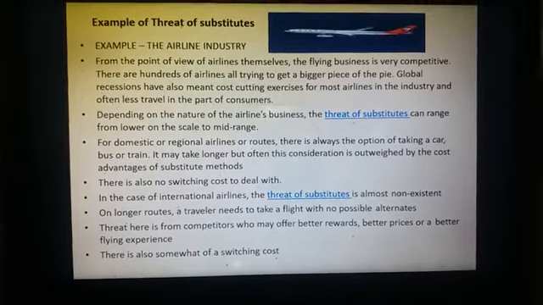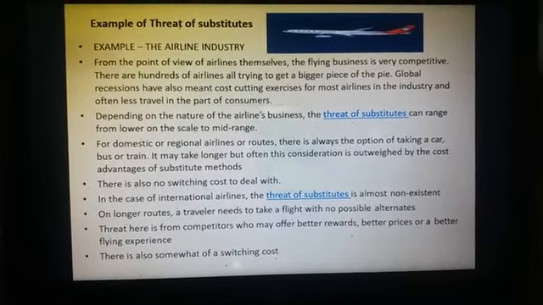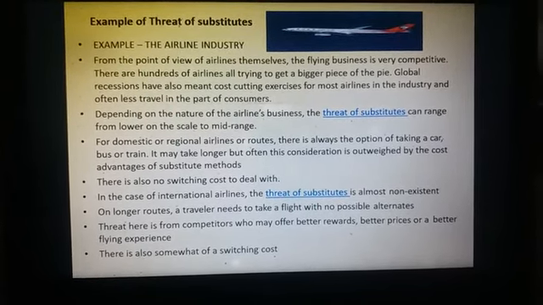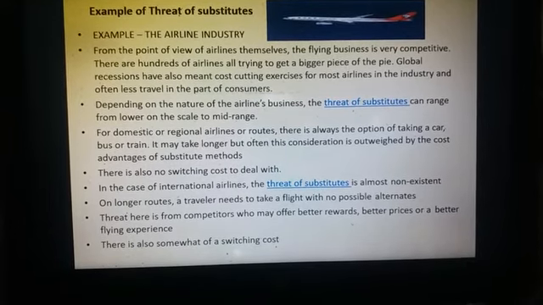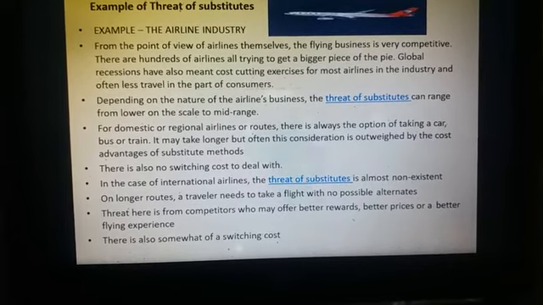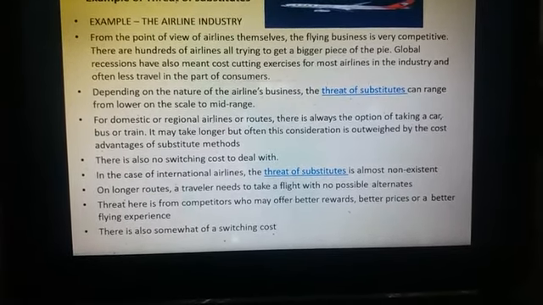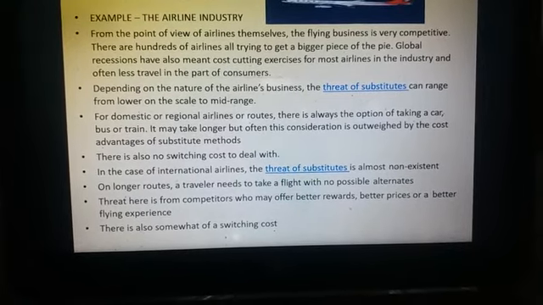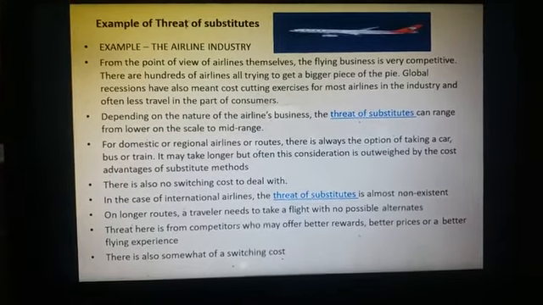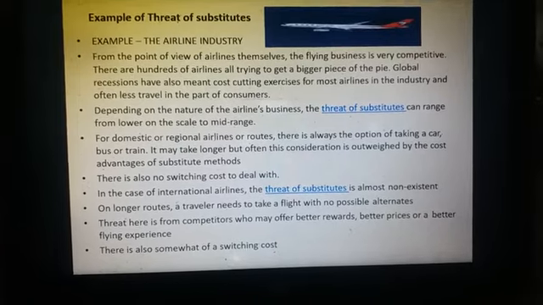Depending on the nature of the airline business, threat of substitute can range from lower to a higher range or mid-range. For domestic, as we discussed, there is always an option of taking a car, bus, or a train. It may take longer, but often this consideration is outweighed by the cost advantages of substitute goods. For example, if I want to travel from Delhi to Jaipur, I can go by air, I can go by road, I can go by train. It is my wish. There is also no switching cost.